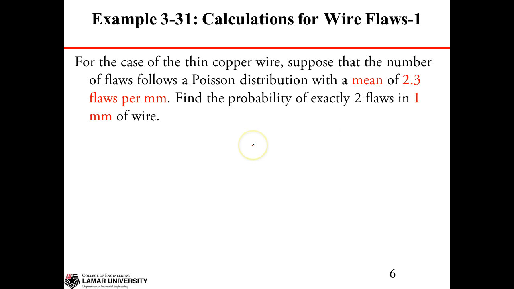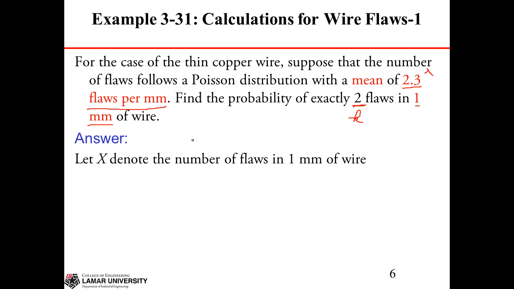So let's look at one example of a Poisson process. For the case of thin copper wire, suppose that the number of flaws follows a Poisson distribution with a mean of 2.3 flaws per millimeter. Here, this 2.3 is the lowercase lambda. Find the probability of exactly 2 flaws. So these 2 flaws are the number of flaws we are interested in. This is the k in the formula that we just described, and here we want to know the probability of exactly 2 flaws in 1 millimeter of wire. So this 1 millimeter is the length of interest, our lowercase t.